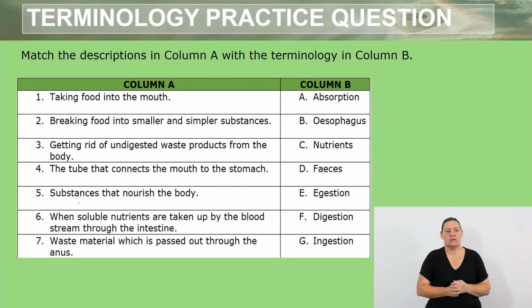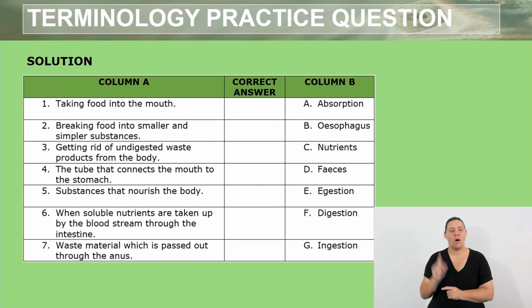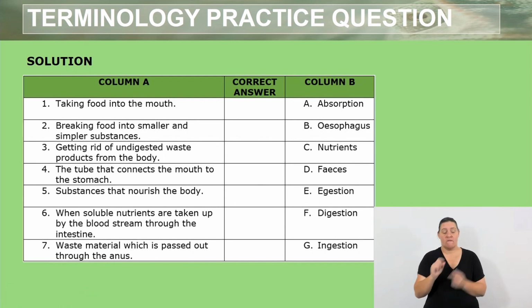Number 5 is substances that nourish the body. And number 6 is when soluble nutrients are taken up by the blood stream through the intestine. And our last description says waste material which is passed out through the anus. So now we are going to go to the next table where there's space allocated for us to fill in our letters. So our first one is taking in food through the mouth.